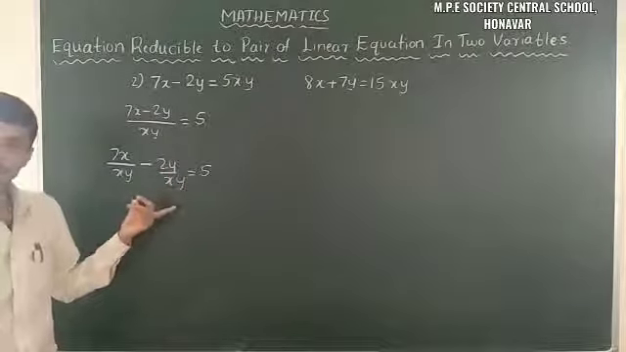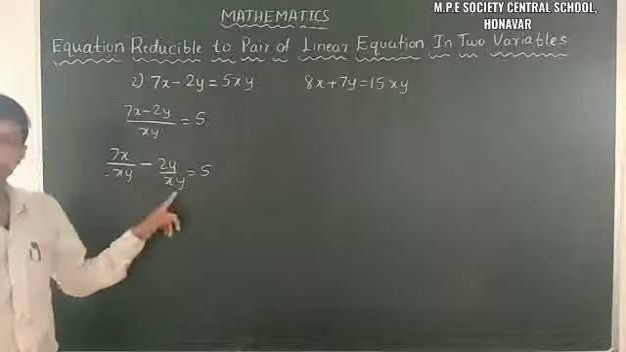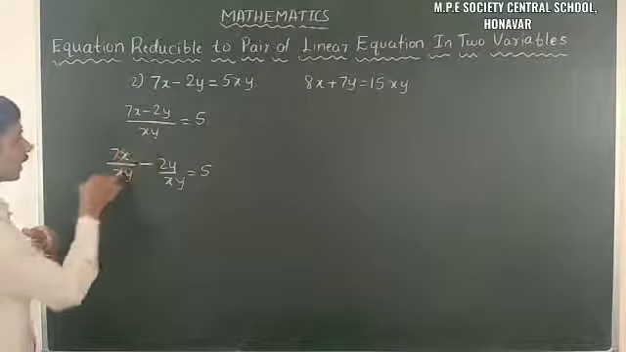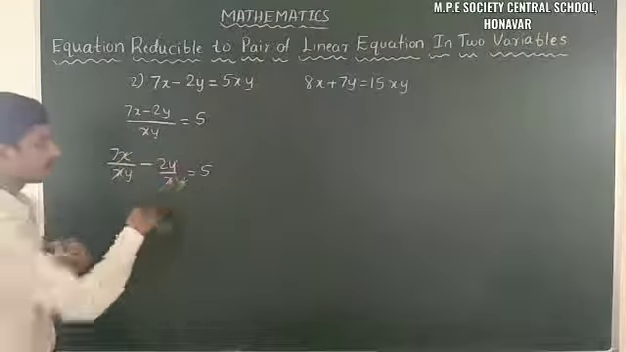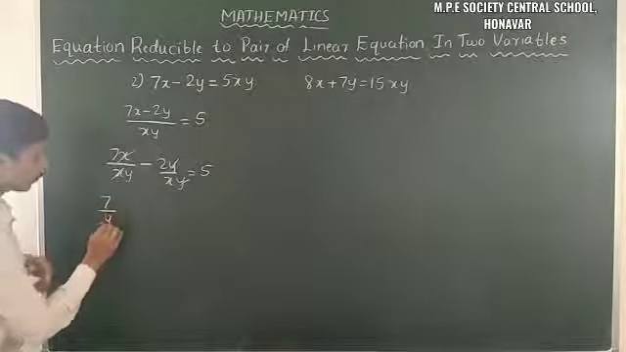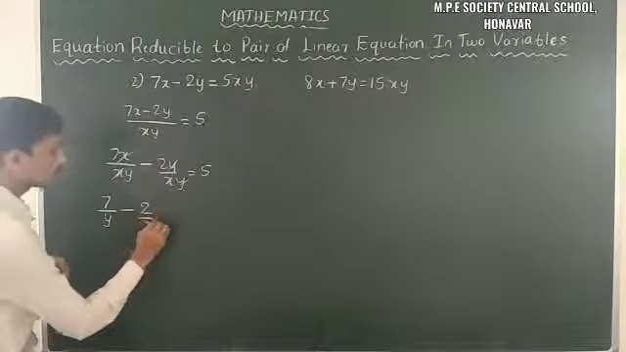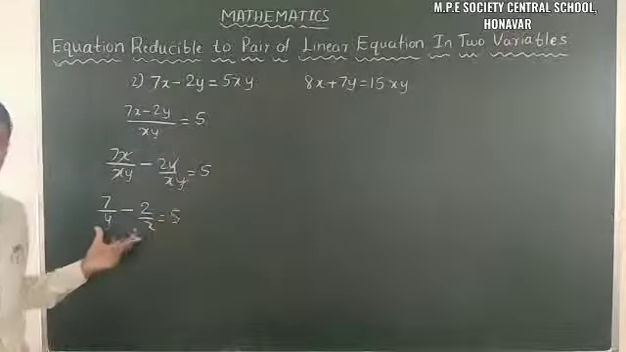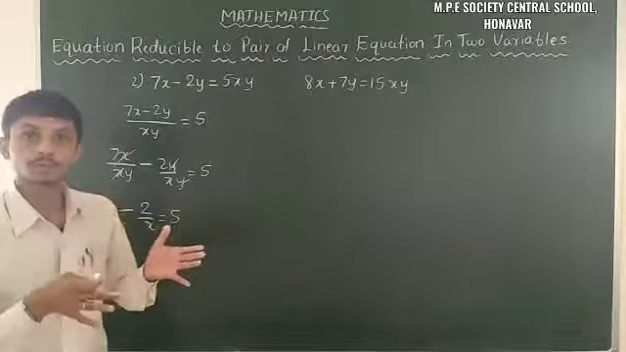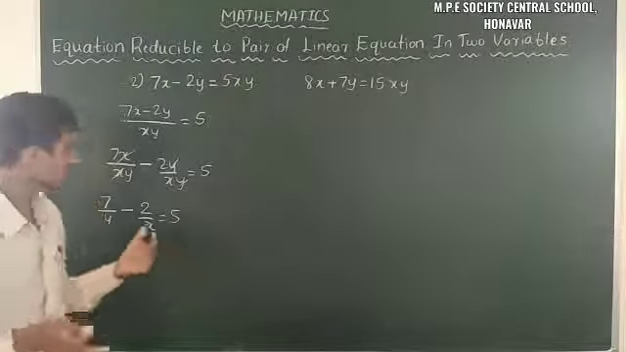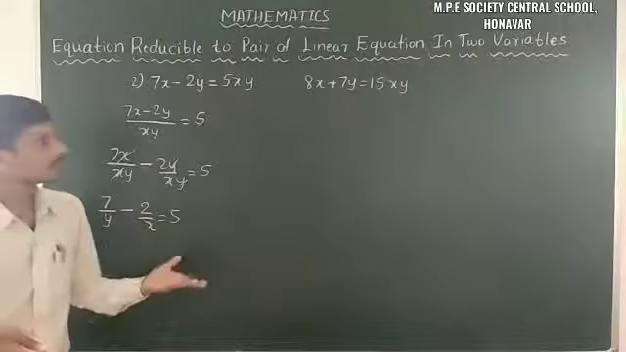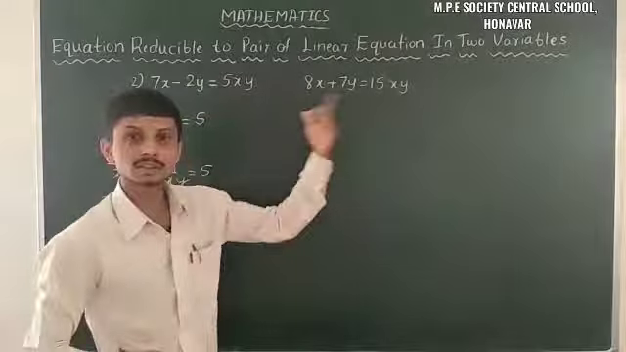Whether it is right, it is correct, because here both the denominators are the same. So here x and x get cancelled and y and y get cancelled. So that means it is in the form of 7 by y minus 2 by x is equal to 5. So it is also in the form of the previous case. It is not a new equation. So here also we have to take 1 by x as u and 1 by y as v. So again we have to convert this equation.